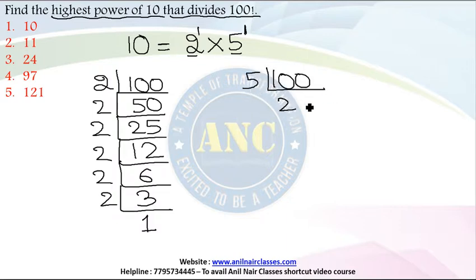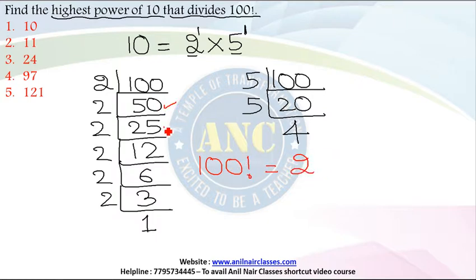Similarly, take the same 100. Keep on dividing by 5. 5 into 20 is 100. 5 into 4 is 20. You cannot further divide. So can I say that 100 factorial can be written as 2 power 50 plus 25 is 75, 87, 93, 96, 97. 2 power 97 into 5 power 20 plus 4 is 24. 5 power 24 into some constant. 100 factorial can be written as 2 power 97 into 5 power 24 into some constant.